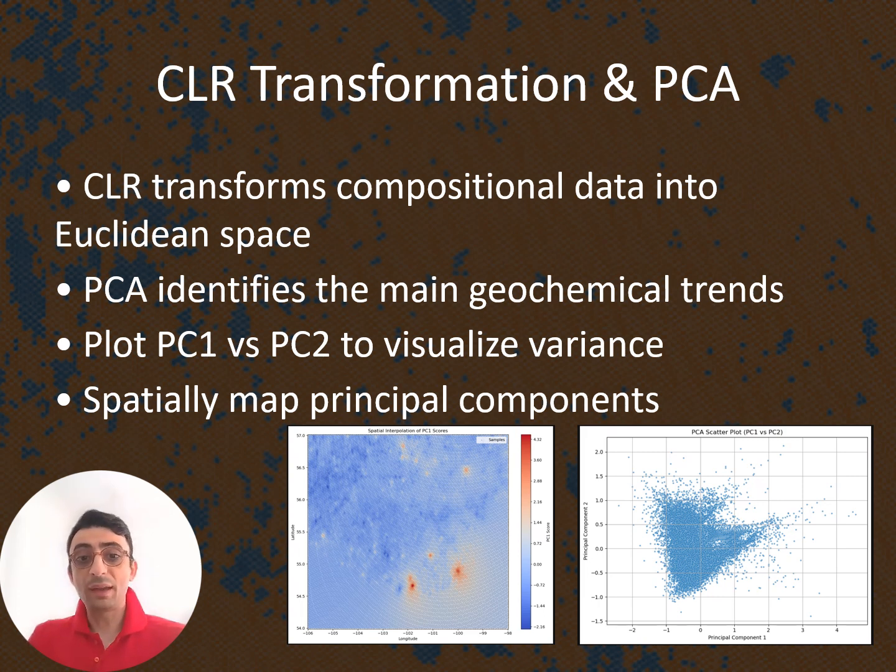PCA captures the main geochemical trends in the dataset, like regional lithology or alteration halos, and separates noise and background. Here's what the PCA scatter looks like in the right panel, and we can also map these PCAs spatially to see the anomalies or trends, as you can see in the left panel here.